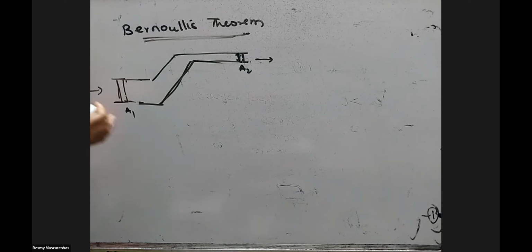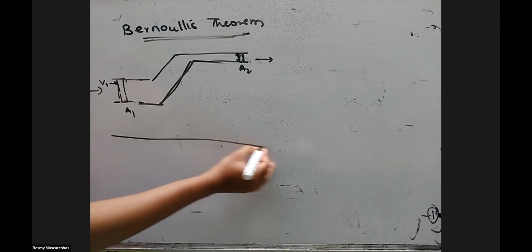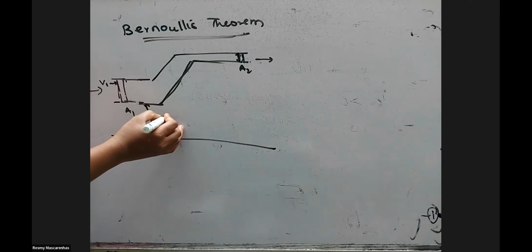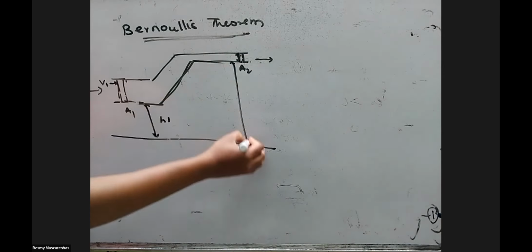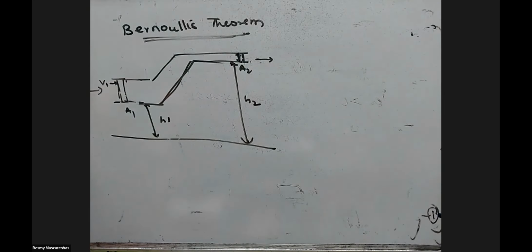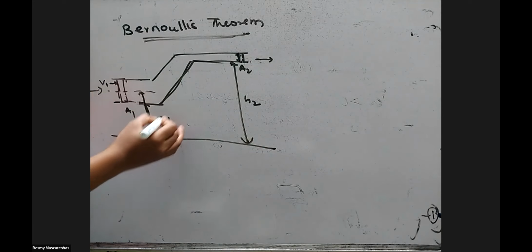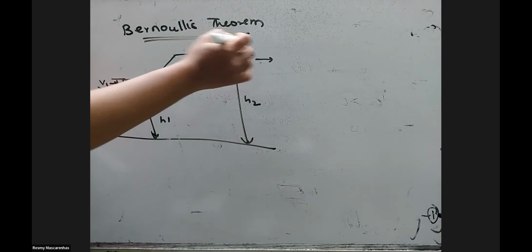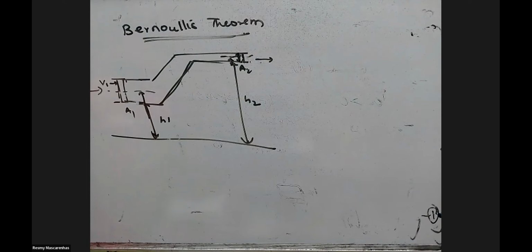Let V1 be the velocity with which the water is entering, because obviously the liquid is entering with some speed, and this tube is kept above some height. With reference to the main line they are referring, this is H1, this will be H2, from the center of the tube.